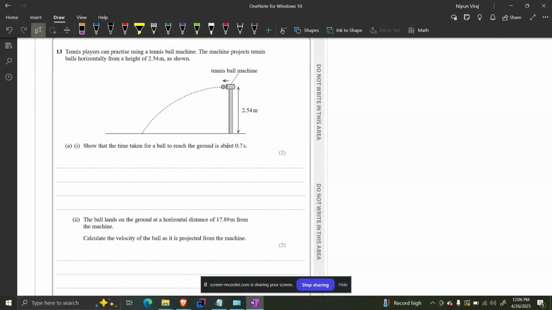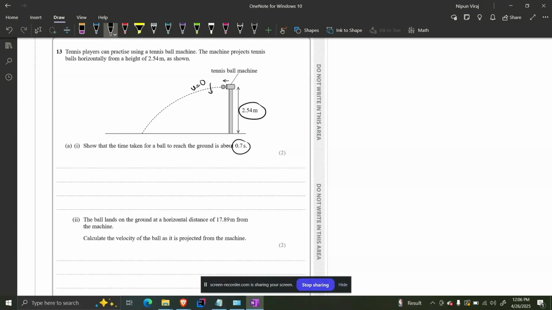Then let's go to the 13th question. Tennis players can practice using a tennis ball machine. The machine projects tennis balls horizontally at a height of 2.54 meters. Show that the time taken for a ball to reach the ground is 0.72 seconds. When it is thrown horizontally, there is no initial vertical velocity.